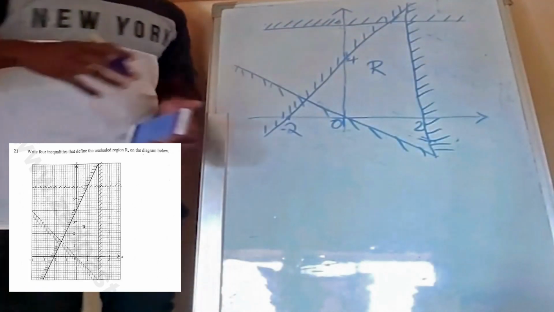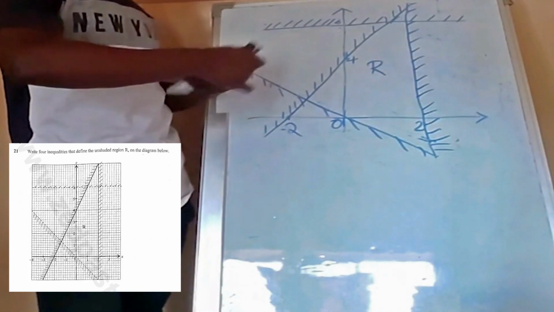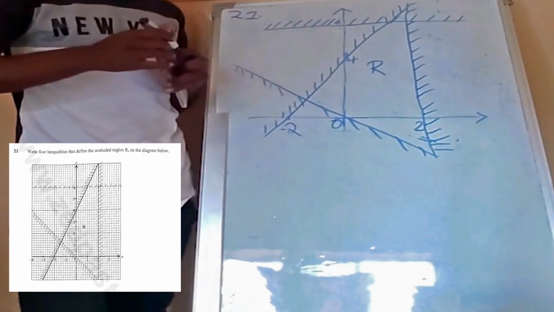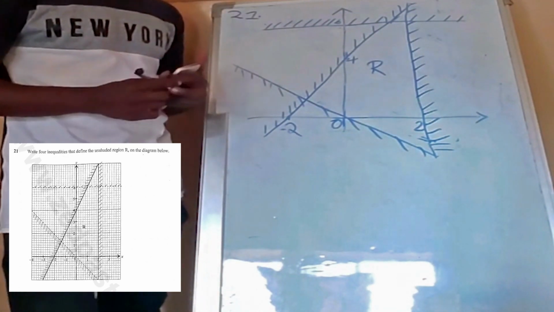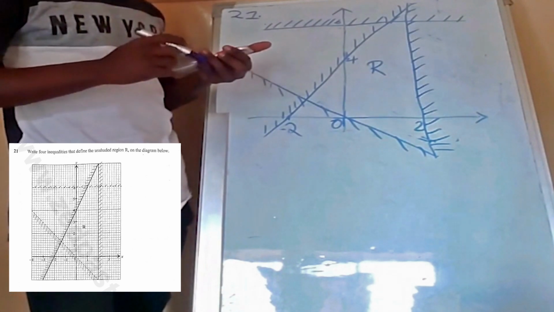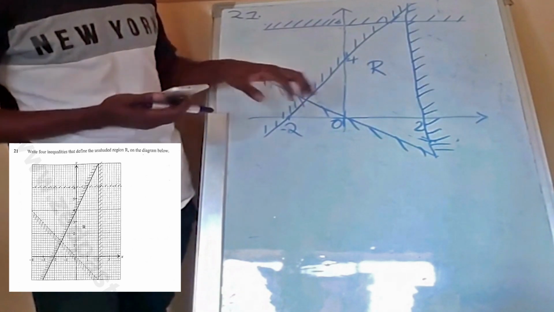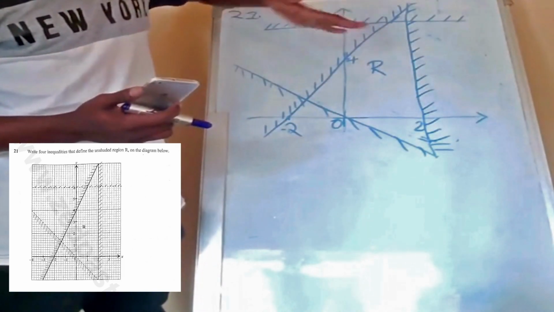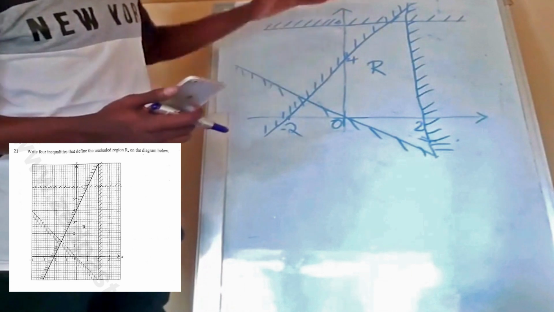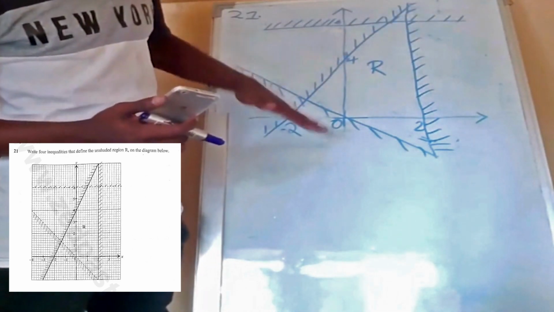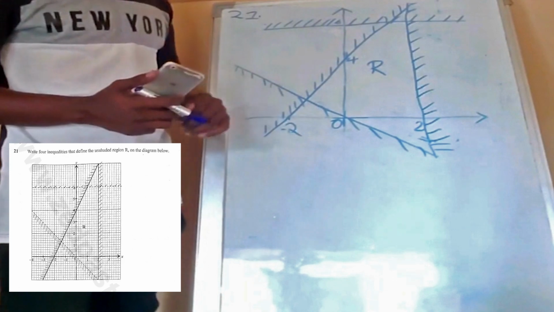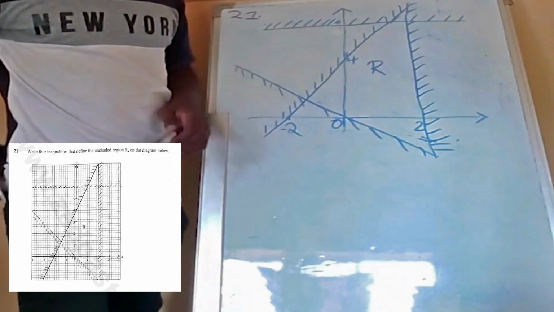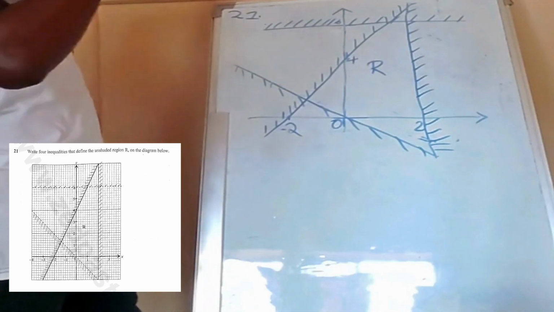This is what we have for question number 21, and it is asking you to find the inequalities that define the unshaded region R. So we've got 1, 2, 3, and 4 inequalities, and we're asked to find all 4 of them. So let's get into it.